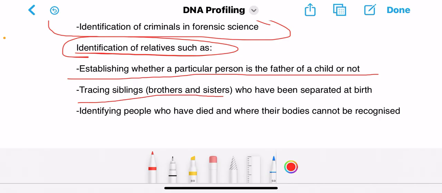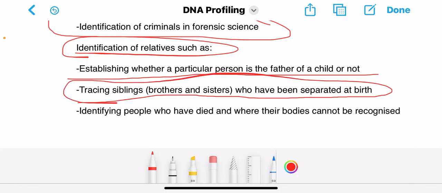Now, tracing siblings, brothers or sisters who have been separated at birth. In hospitals, we know they can steal a child. Let's say you gave birth to twins, and they separate the one and steal the other child. Then you end up finding each other in the future. So they are going to use DNA profiling to see whether you are siblings or not.